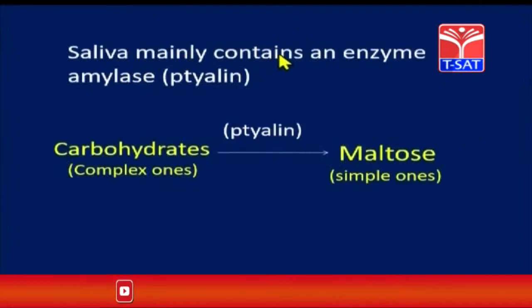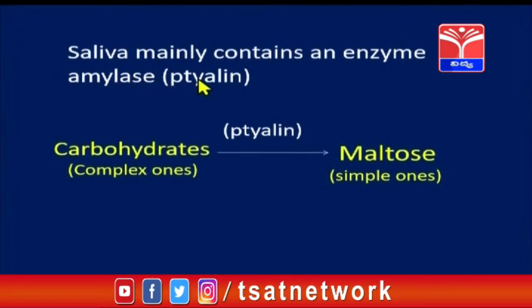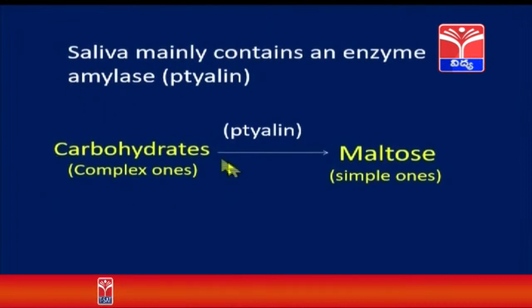Saliva mainly contains an enzyme amylase, that is also called as ptyalin. What is this amylase doing? This amylase breaks the carbohydrates into maltose. Carbohydrates are the complex ones, whereas the maltose is the simple form of the carbohydrate.